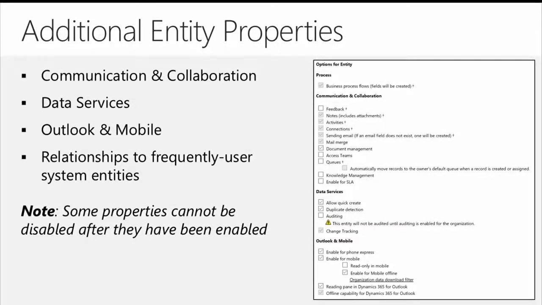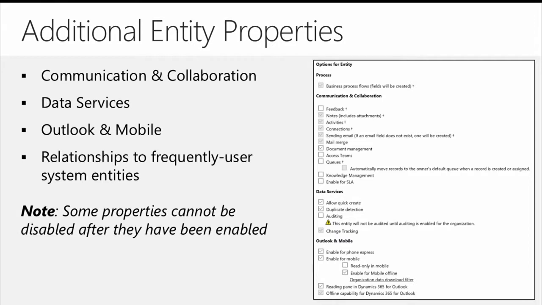Then you get into what are called your entity properties. These are some of the different properties that you can define for the organization itself. Each entity has these items that can be turned on, things like business process flows. Do you want this entity to take part in business process flows?